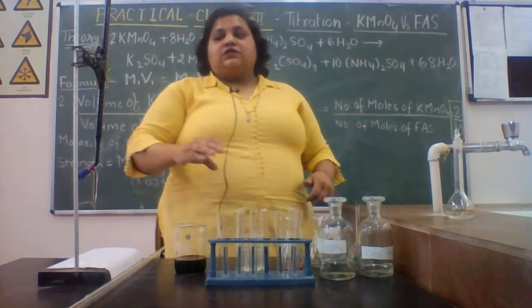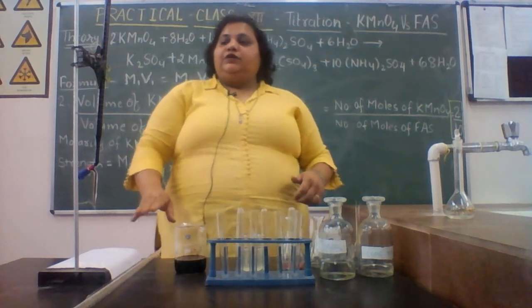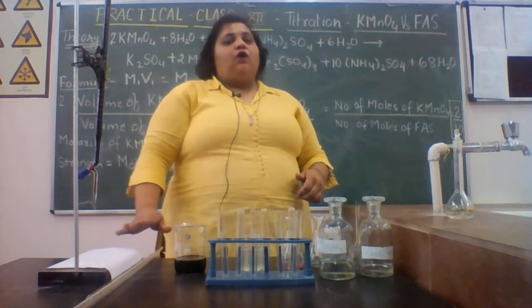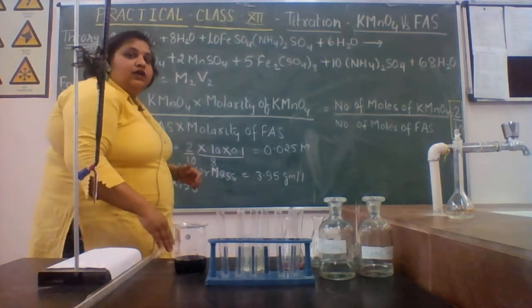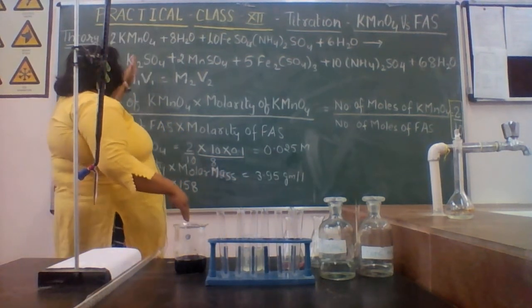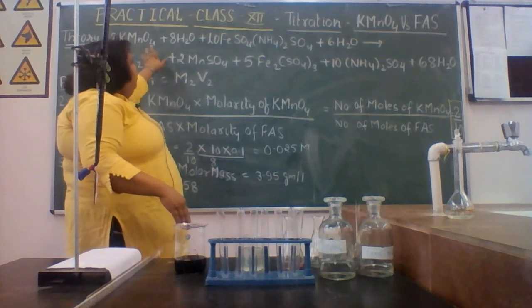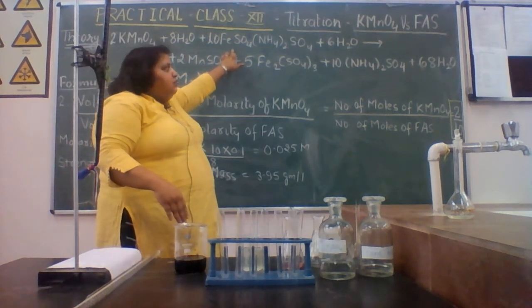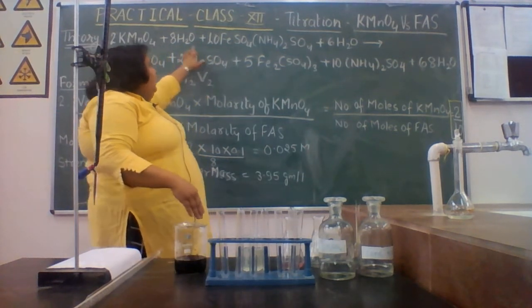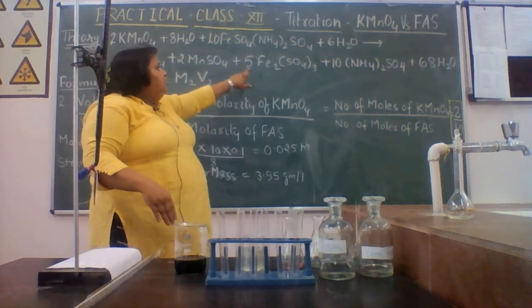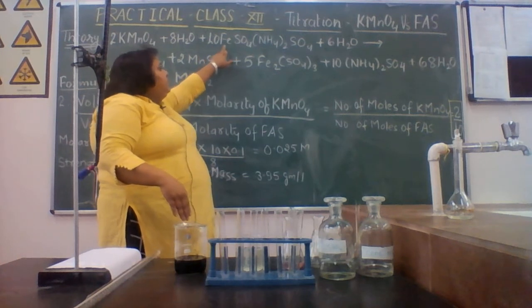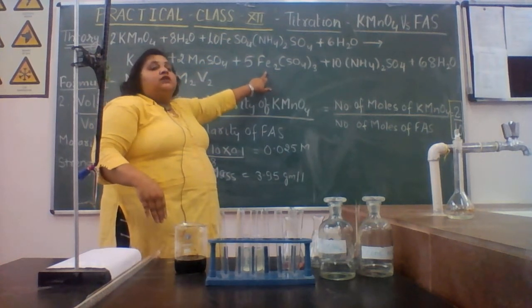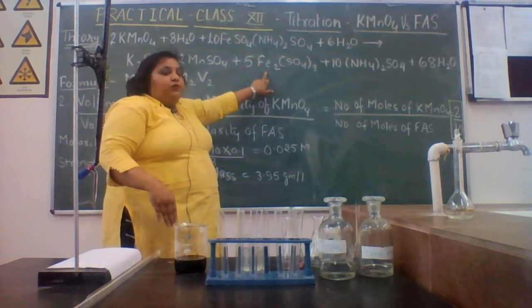Now, the first task today is to understand the chemistry of this titration. What actually happens in this experiment? The KMnO4 reacts with the ferrous ammonium sulfate, and this oxidizes it to the ferric sulfate. From the ferrous sulfate, the ferric sulfate is formed.